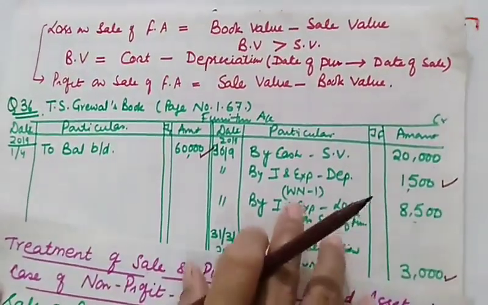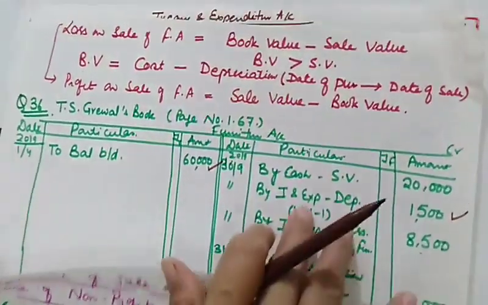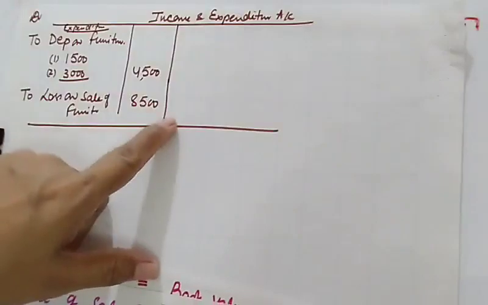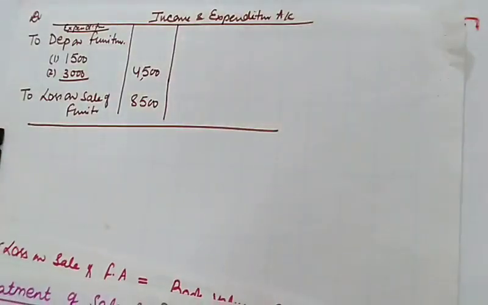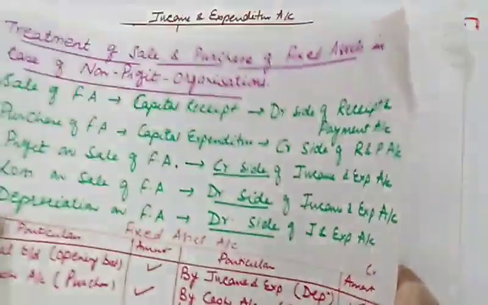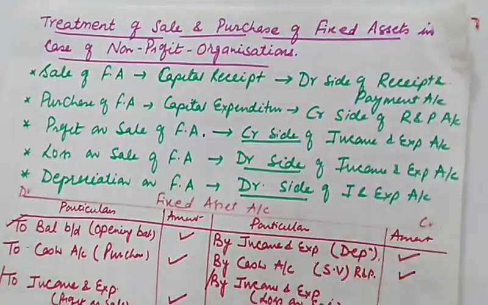And this is how we'll be calculating the profit or loss, and this is the furniture account. And then we have shown how this is to be shown in the income and expenditure account, and then these were the working notes. So I hope now you will be able to treat the sale and purchase as well as loss on sale and purchase, profit on sale of fixed asset in case of non-profit organizations.